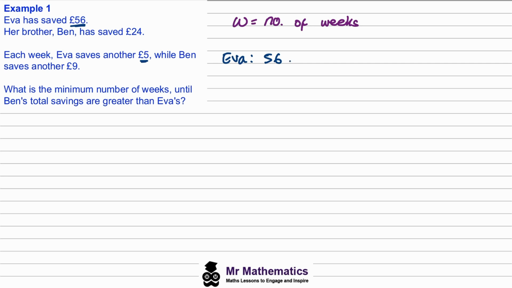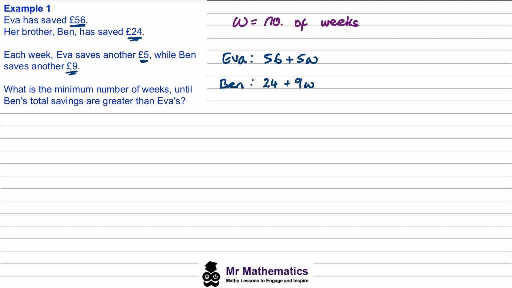So if we add 1 week, she would add £5. Week 2 will add another £5, and so on and so on. Now we can write this as plus the £5 multiplied by the number of weeks. So this would be the expression for Eva's savings. For Ben, well, Ben has £24, and every additional week he saves another £9. So we'll have 9 multiplied by W, 9 multiplied by the number of weeks.